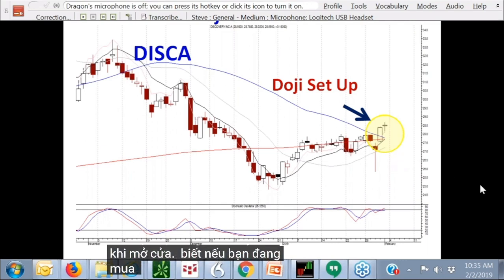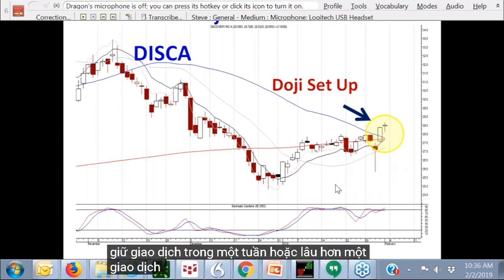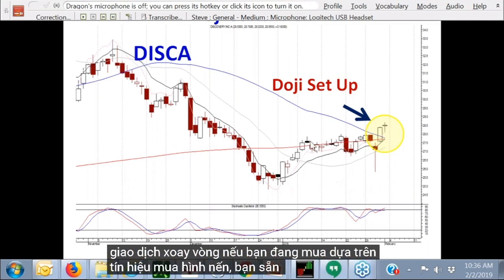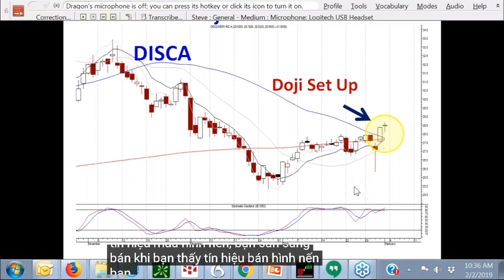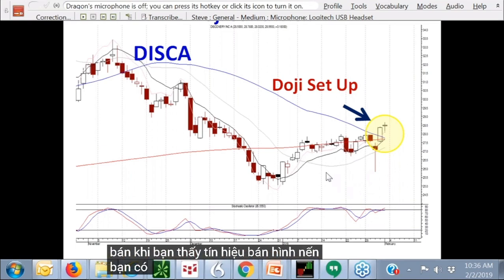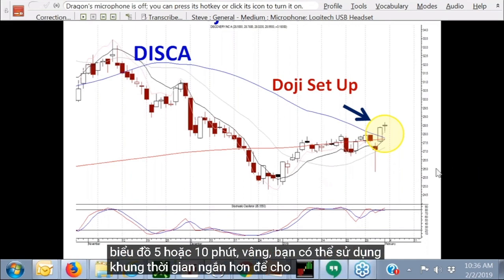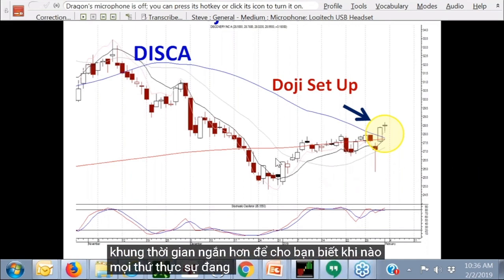If you're going to keep the trade for a week or so, a swing trade, and you're buying based upon a candlestick buy signal, you get ready to sell when you see a candlestick sell signal. You can pull the trigger on a 5 or 10 minute chart. Yes, you can use a shorter time frame to tell you when things are actually moving in the right direction.